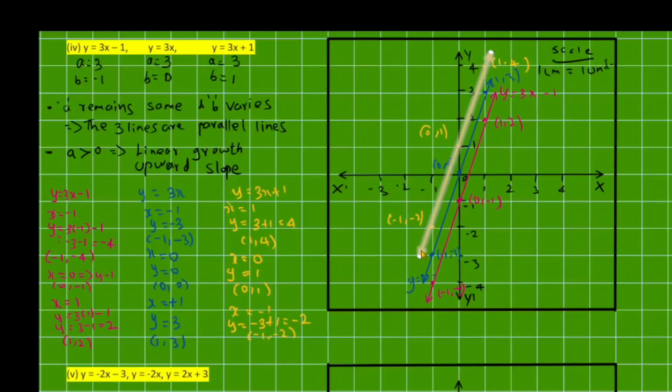Yeah, this is the next straight line. Nothing but what? y is equal to 3x plus 1. Observe the lines. All the three lines are parallel to each other because here A remains the same. A is 3, A is 3, A is 3 in all the three cases. So all the lines are parallel because A is the same and B varies. So we got three parallel lines.